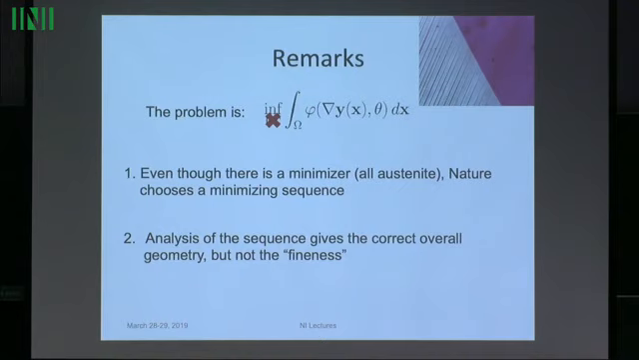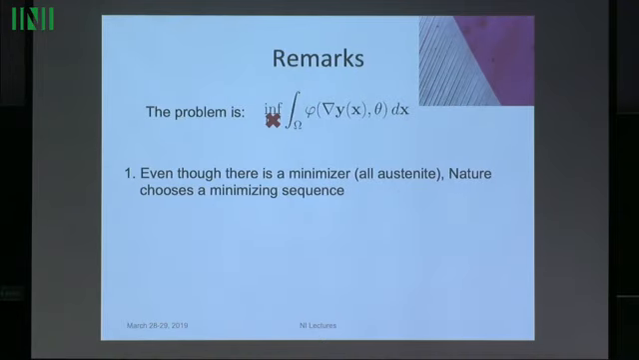And so that means the first remark is that this problem from a mathematical point of view has a minimizer. It's all austenite or all martensite. But nevertheless, nature chooses the minimizing sequence. Okay, so that's quite surprising.